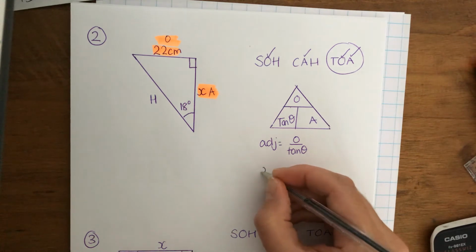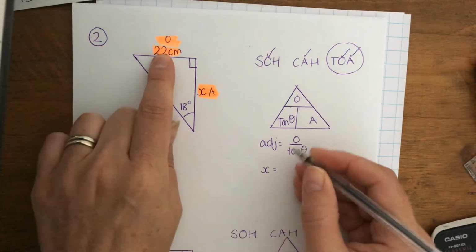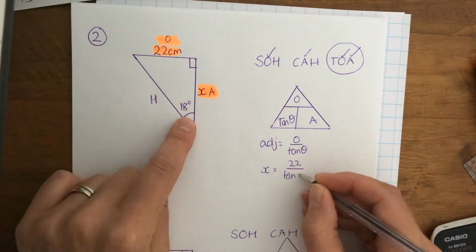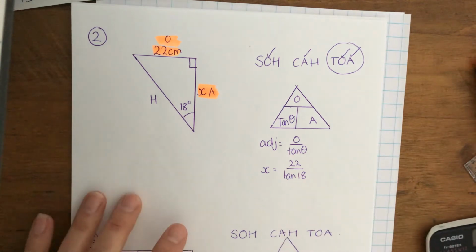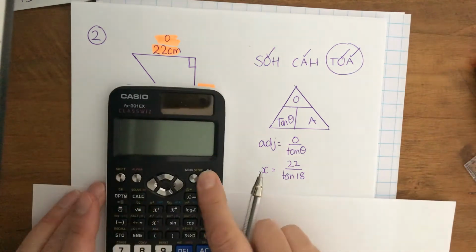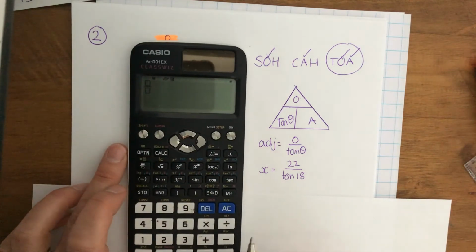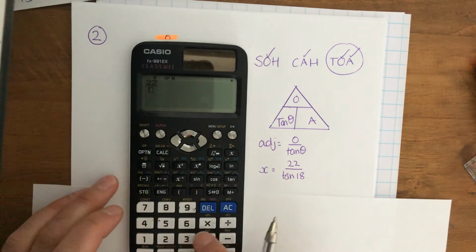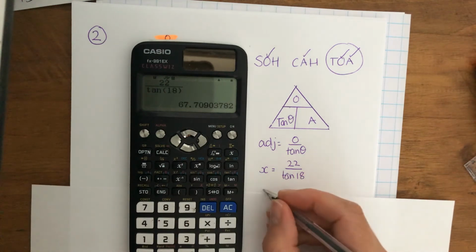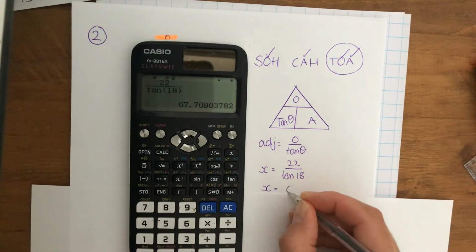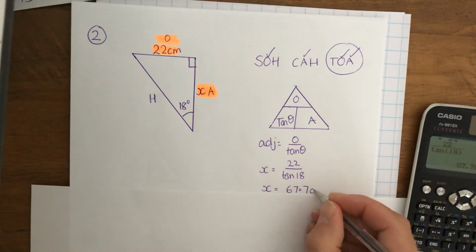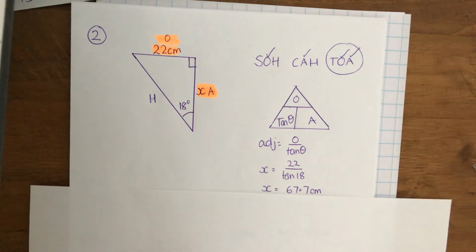So the adjacent side was called x. The opposite is 22. And tan of the angle, which is 18. That's when you get your calculator out. And you press the fraction button, 22 over tan 18. Close the bracket. X is 67.7 and we're talking about centimetres. That's the answer to that one.